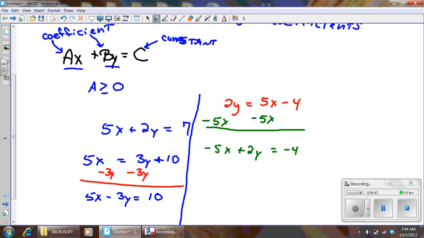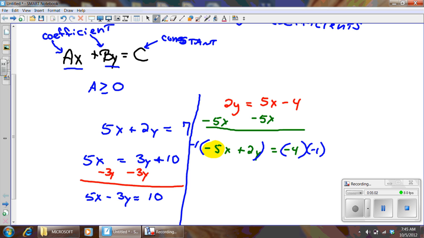But I'm not in standard form because of the coefficient on a. It's not positive. So what I need to do is multiply through by a negative 1. I need to multiply both sides by a negative 1.